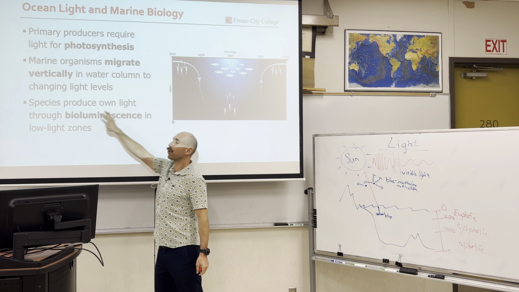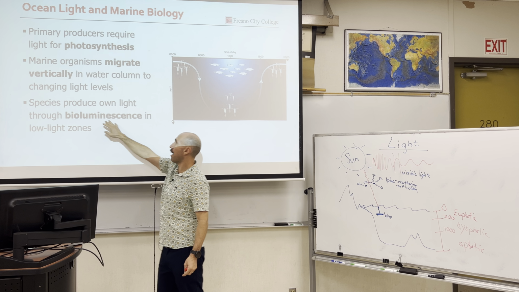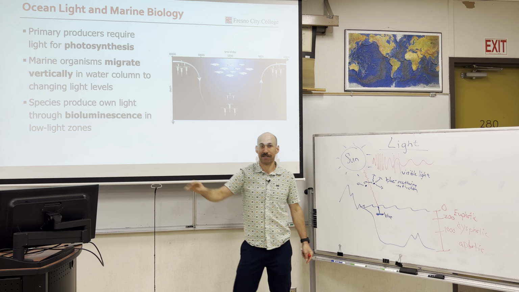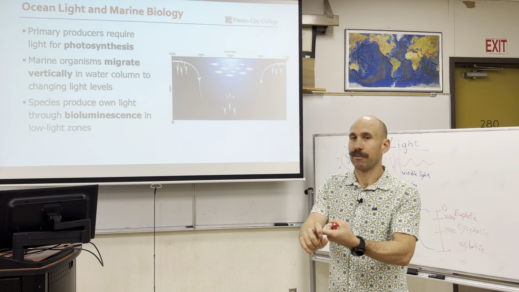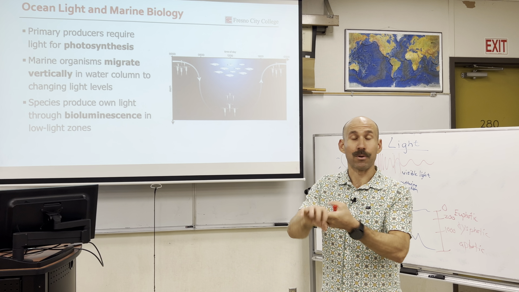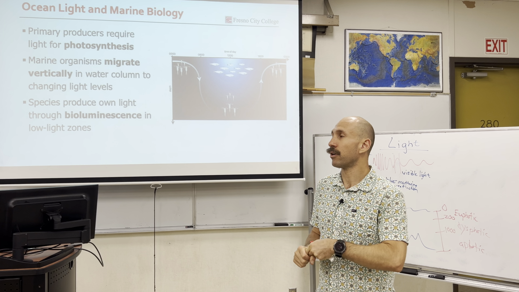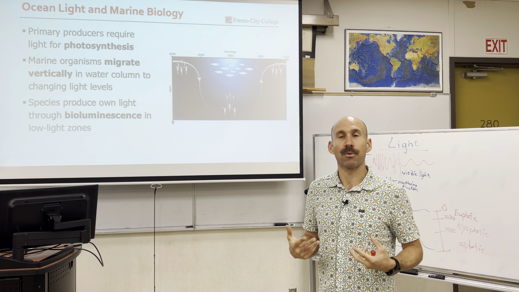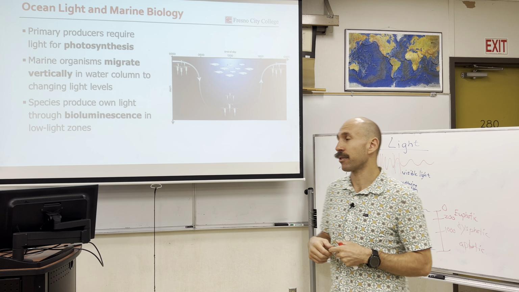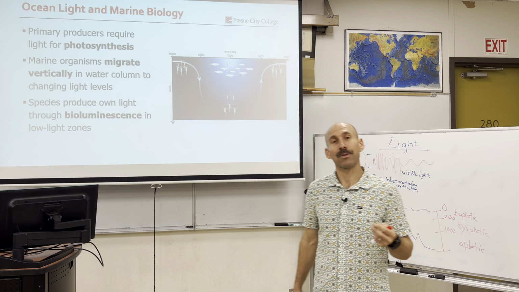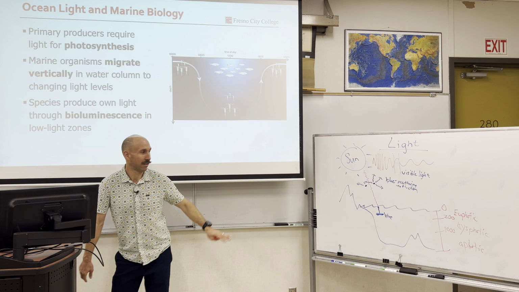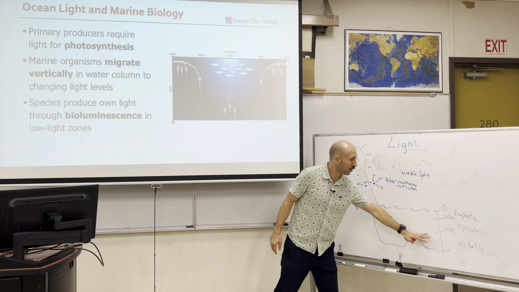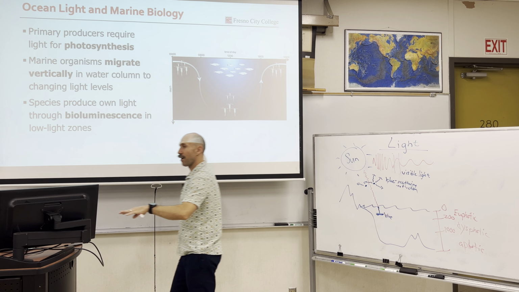Anyways, and then when you go into the aphotic zone, you have bioluminescence. And the name of the game here is finding food or not becoming food. So species will illuminate themselves in order for defensive characteristics, or they will illuminate themselves in order to attract prey so that they can eat in these deeper environments where the sun does not shine.